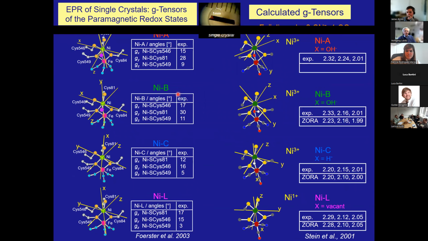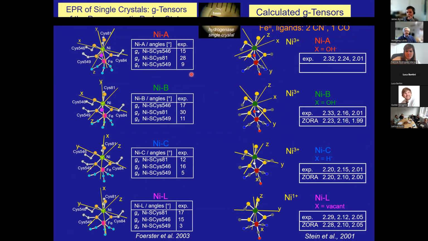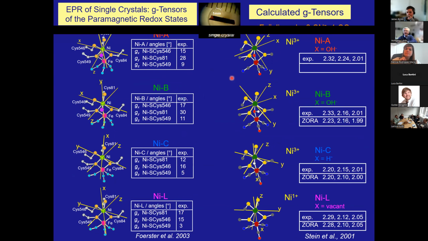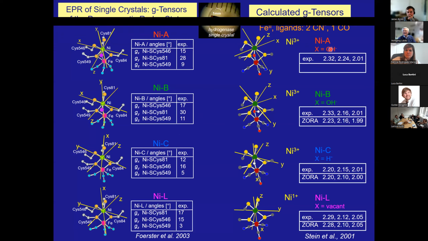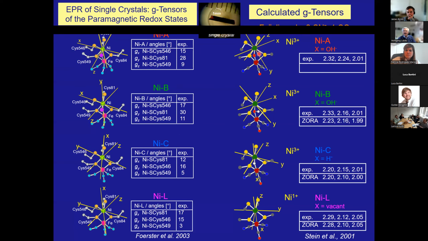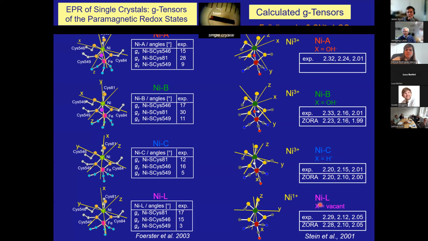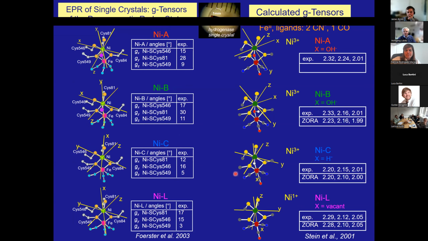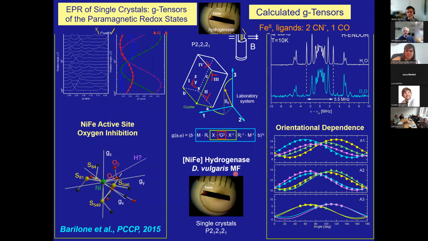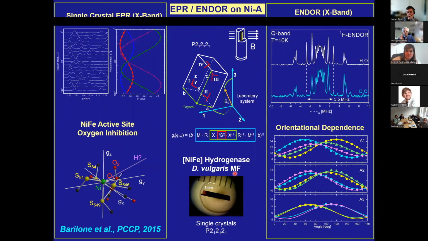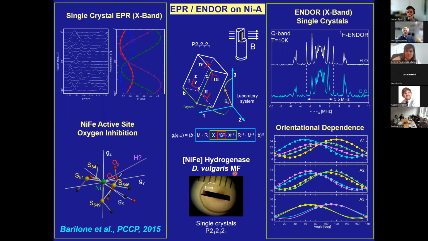So in this work, we only looked at the g-tensor magnitude and the g-tensor axis, and compared that with calculations. These are calculations from Matthias Stein in his thesis. And he clearly could show what the third ligand between the nickel and the iron is: OH for both nickel A and nickel B, a hydride for nickel C, and for nickel L, the position is vacant. This can also then be done with ENDOR, and that gives additional information.